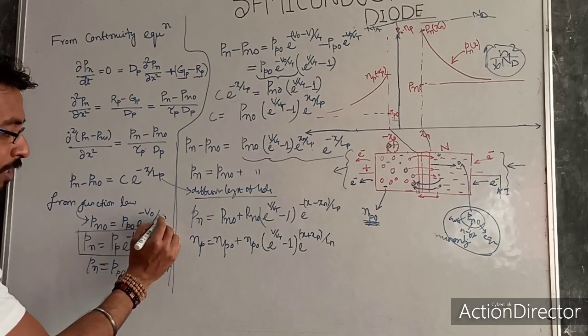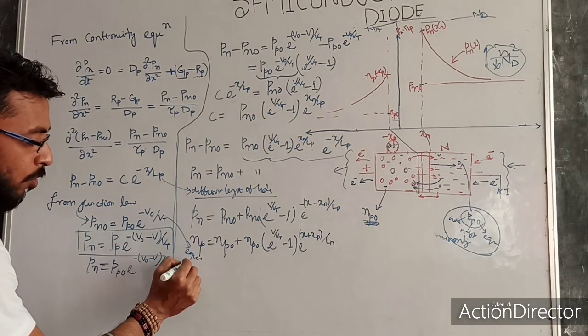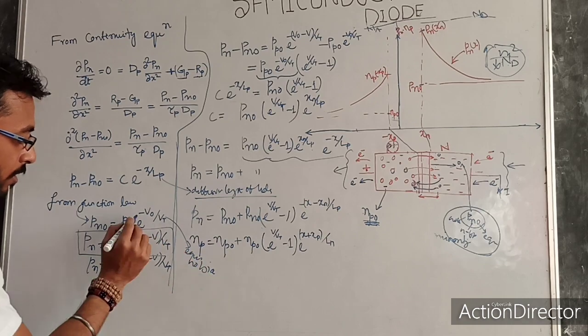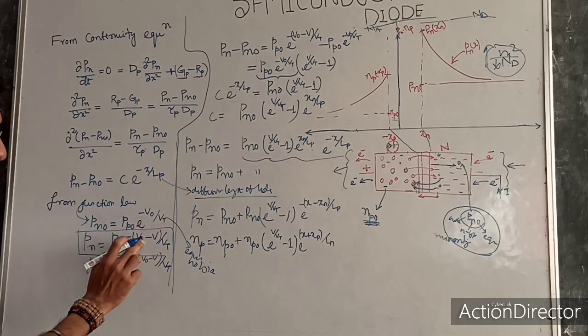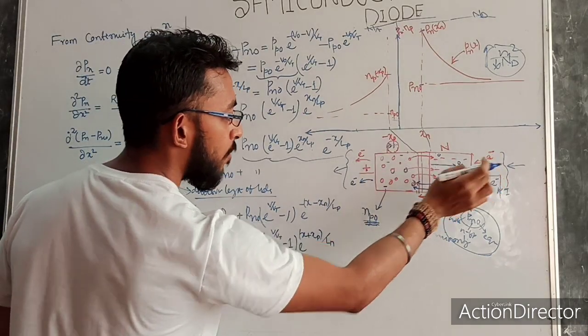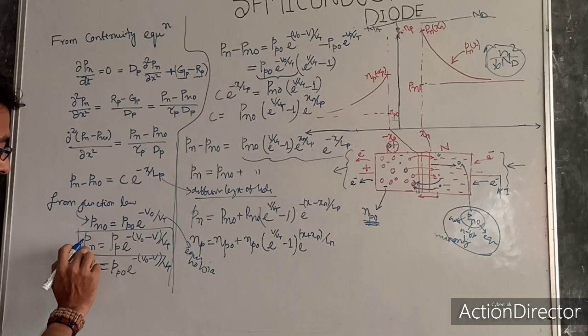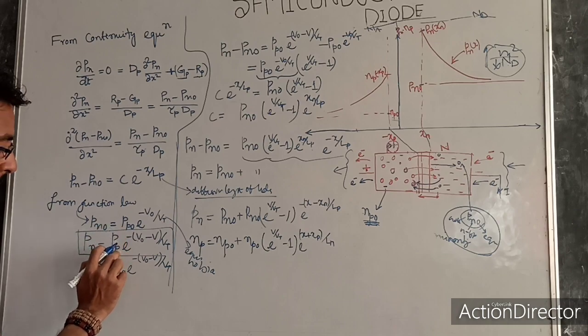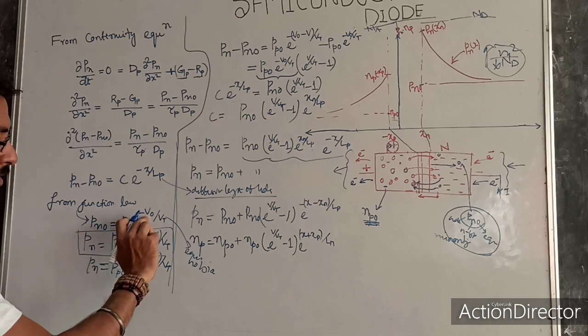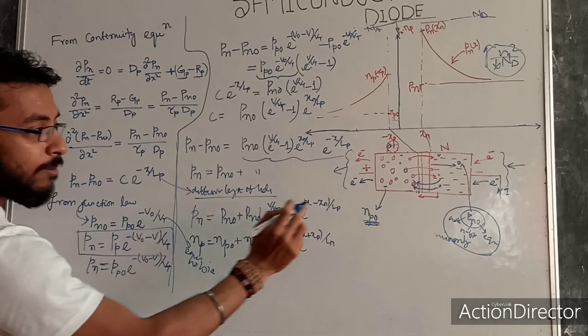This is the normal equilibrium case, when there was no biasing. Now I am applying a voltage, plus or minus V. So if V is applied, then pn naught becomes pn, and pp naught becomes pp. So pp into e power V naught will change to V naught minus V, because I am applying forward bias.